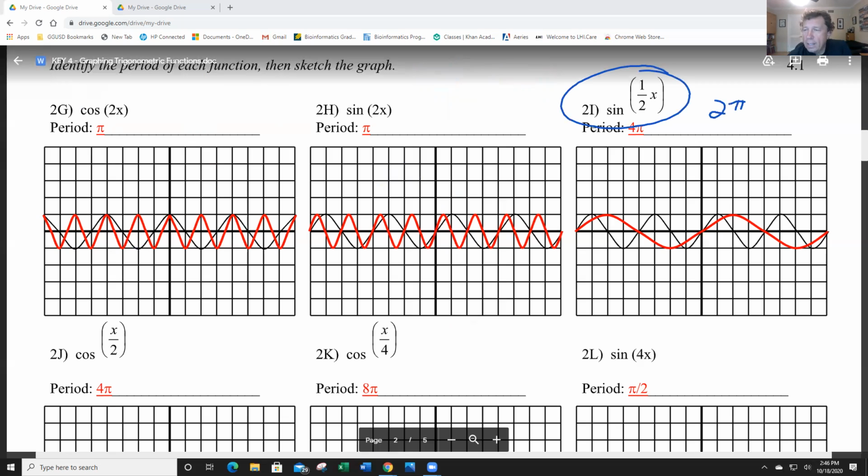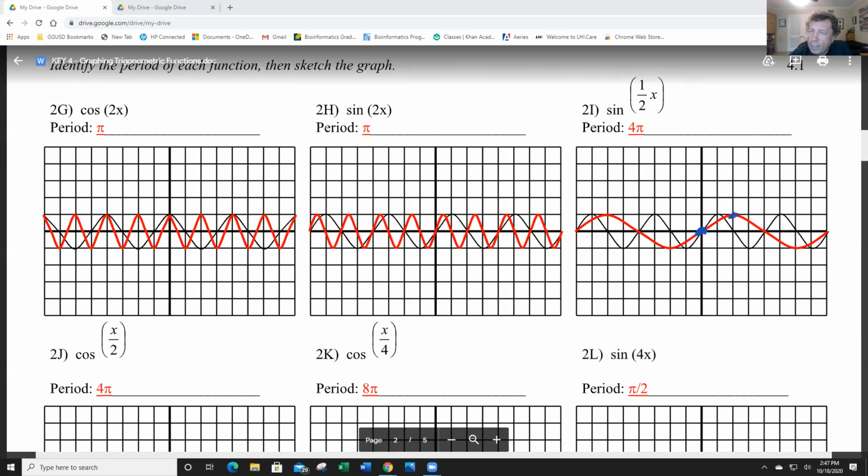2 pi divided by a half is 4 pi. So instead of 4 boxes representing 2 pi, now remember, this is the sine graph I have in blue. I'm going to erase it in a second here. That's the standard sine one, correct? That's standard. Instead of 4 boxes before I get a repeat, it's going to be 8. Okay. So again, I'm going to start midline.